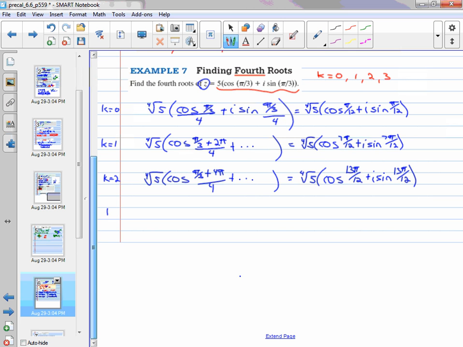And our last one, k equals 3. So we still have the 4th root of 5 cosine of our angle plus 2 times pi times 3, because our k is 3. So 6 pi, all divided by 4. All right. So in terms of thirds, we would have 18/3, 6 pi, plus 1/3 is 19/3, divided by 4 is 19 pi over 12. 4th root of 5 cosine 19 pi over 12, plus i sine 19 pi over 12. 1, 2, 3, 4. They're my 4 4th roots.